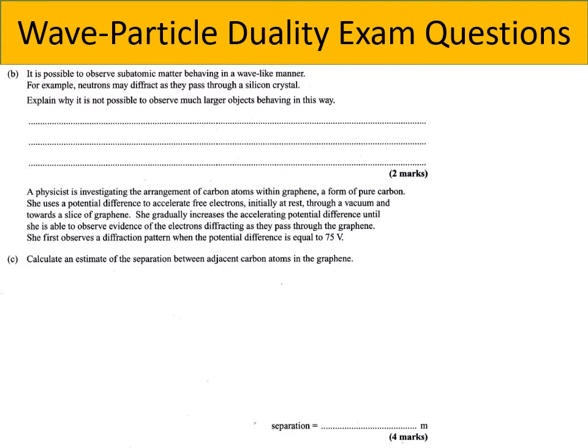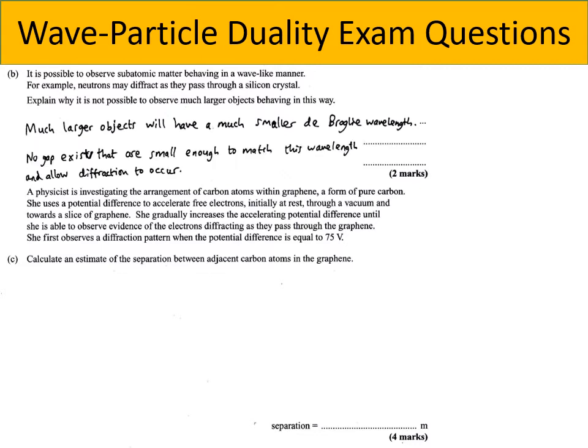So how do we answer that for 2 marks? We can say that much larger objects will have a much smaller de Broglie wavelength. So there are no gaps small enough to match that particular wavelength, because for diffraction to occur, the gap must match the wavelength of that particle. And because no gap exists that is small enough to match this wavelength, they cannot allow diffraction to occur.